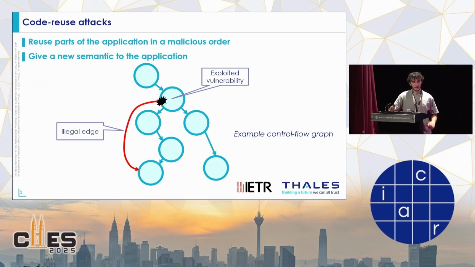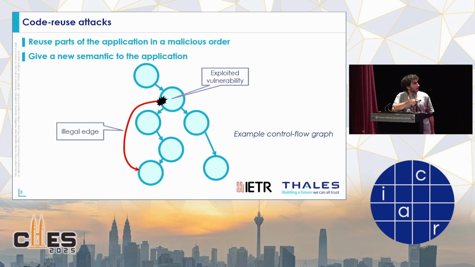Okay, so code reuse attacks. These are software attacks that rely on a memory vulnerability. So this is a control flow graph here, where you have the different basic blocks of your program and the edges between the basic blocks. That would be the legit ones here. And as part of one basic block, you have a memory vulnerability that an attacker is able to exploit to create an illegal edge between 2 basic blocks. Right, so that creates a new edge as part of the control flow graph.